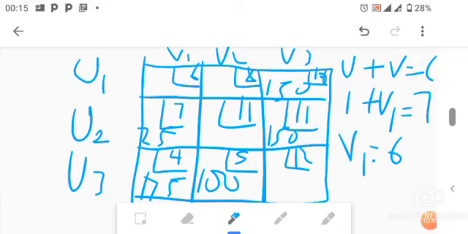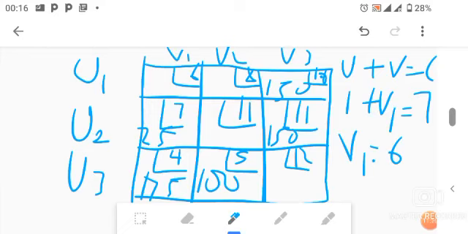Again, why do I say that? Our focus is on boxes which are allocated. So if you notice, there's a box that is allocated which falls in the line of u3 and in the column of v1. That box has a cost value of 4, the one which corresponds with u3 and v1. v1 is now known. We've just found it. It's got a value of 6, and now that can also help us to find u3.